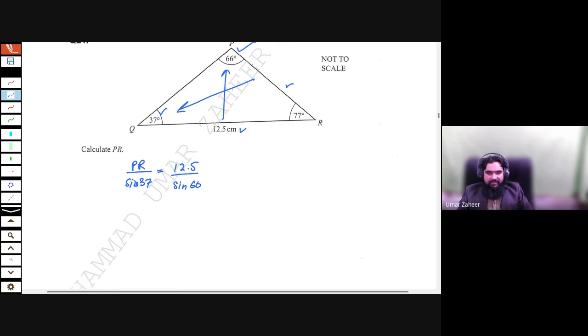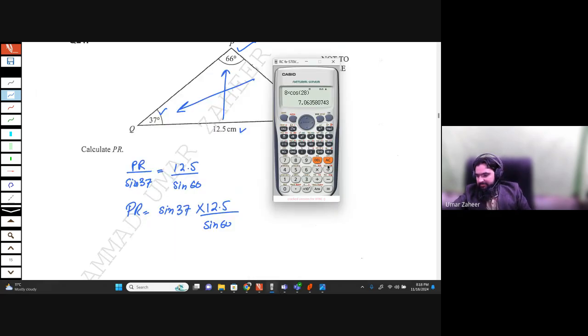Now we just have to make PR the subject. So PR will be equal to, sine 37 is dividing here, on the other side it will be multiplied. So 12.5 divided by sine 60. Yes, please find the value.